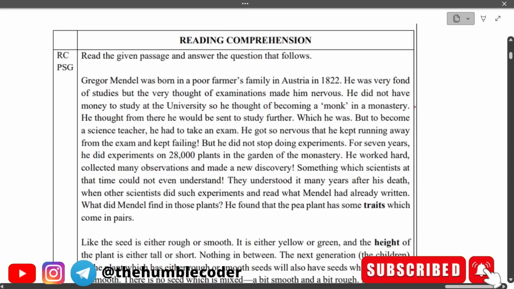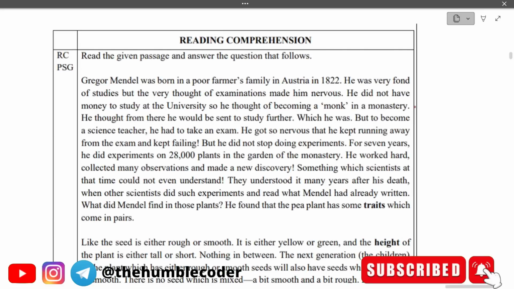Moving on to the next set of questions. Now we have a question which is related to reading comprehension. In this kind of question, what we usually need to do is we will be given a passage, we have to read it, and then we have to complete the following sentence or the subsequent sentence.